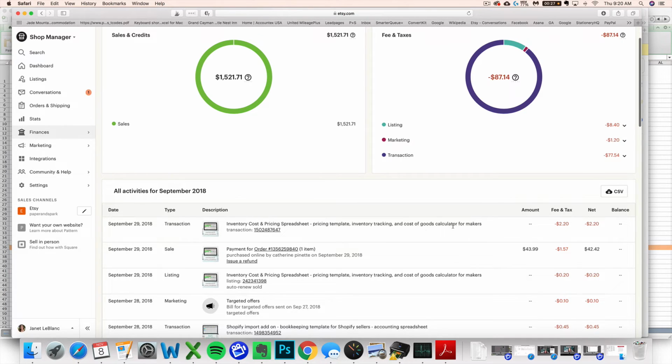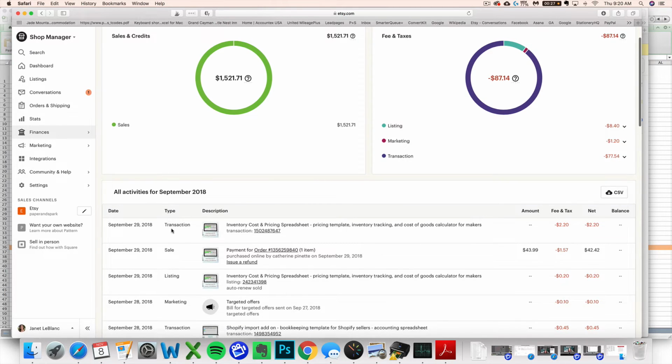So here we have, I sold a spreadsheet. We had this transaction type fee taken out. This is Etsy's 5% cut. And then here I am receiving the actual money. This was the cost of the spreadsheet. And this fee that's taken out is that Etsy processing credit card fee.